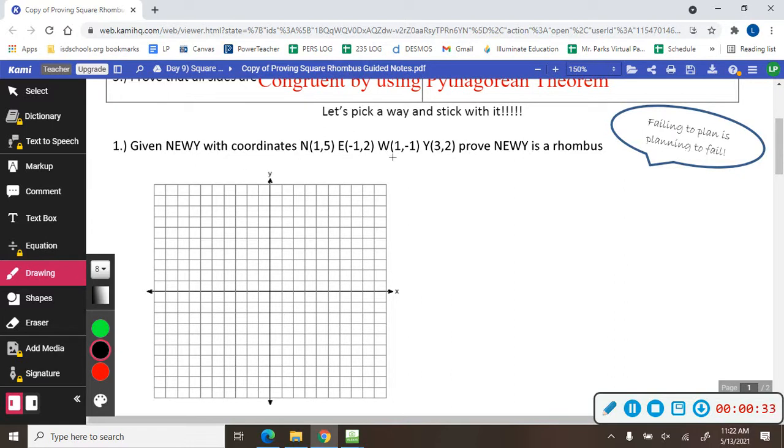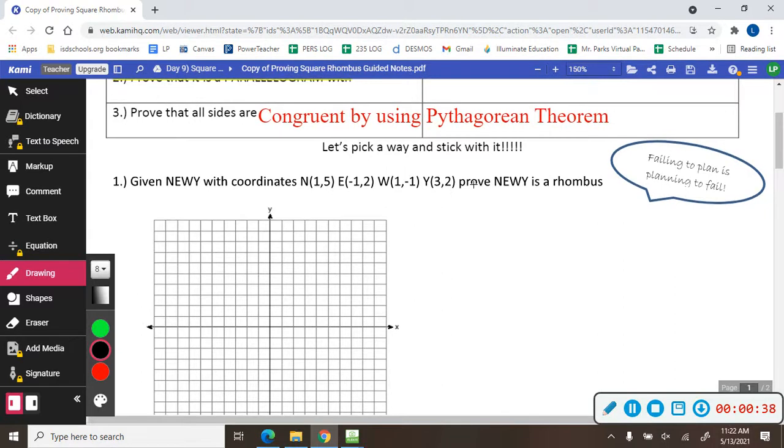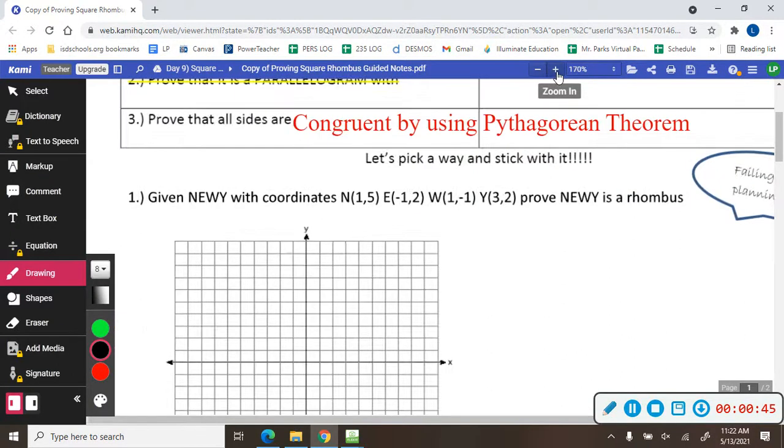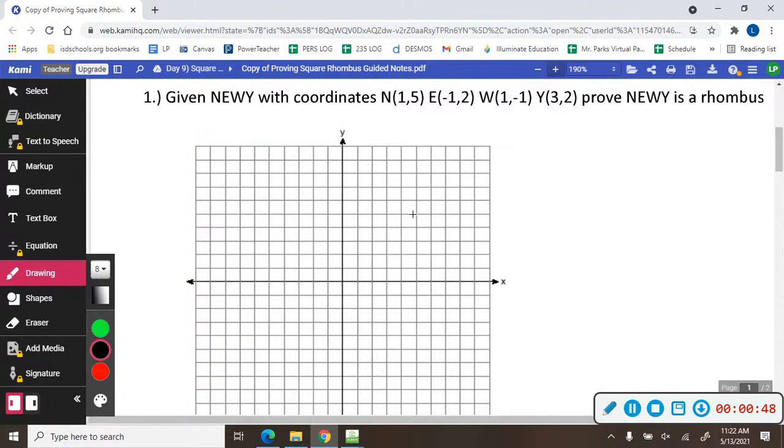NEWY with the following coordinates. Prove that NEWY is a rhombus. Before we prove it's a rhombus, you need to prove it's a parallelogram. And so I would go ahead and plot the points. So you have 1, 5 for N. You have negative 1, 2 for E. 1, negative 1 for W. And then 3, 2 for Y.